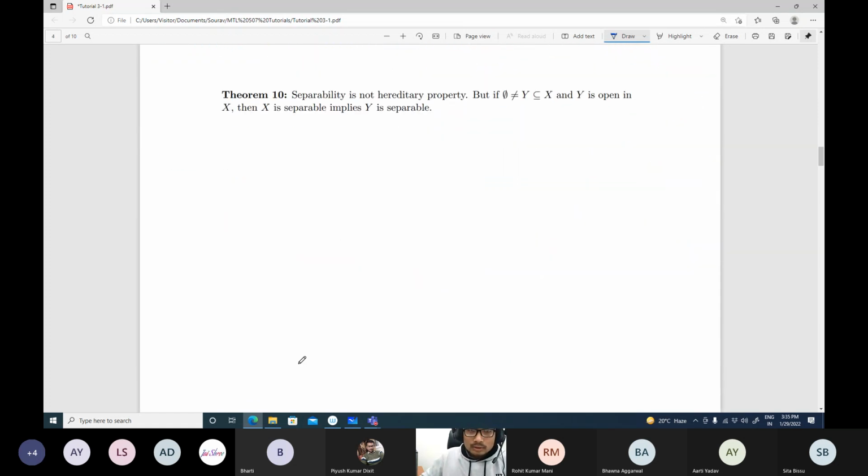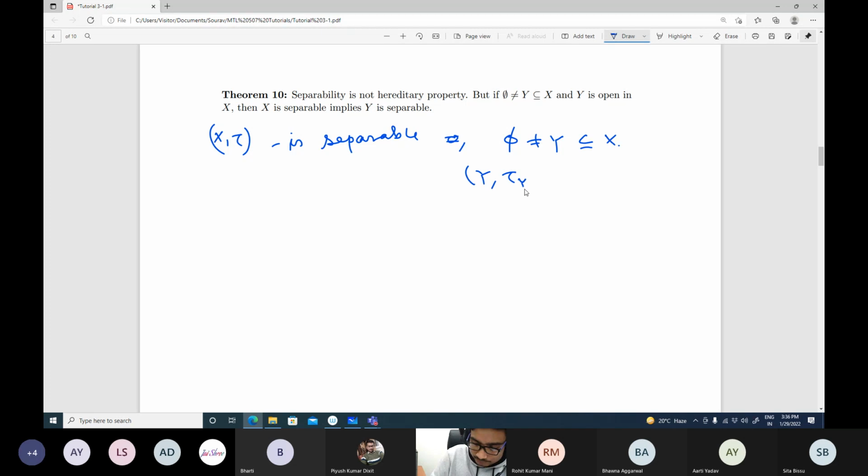Okay. Now the next problem: is separability a hereditary property? Means if (X, tau) is separable, and if we say empty set not equal to Y subset of X, and if we consider (Y, tau_Y), can we say (Y, tau_Y) is separable? Tell me whether it is separable always or not. If not, give me an example.